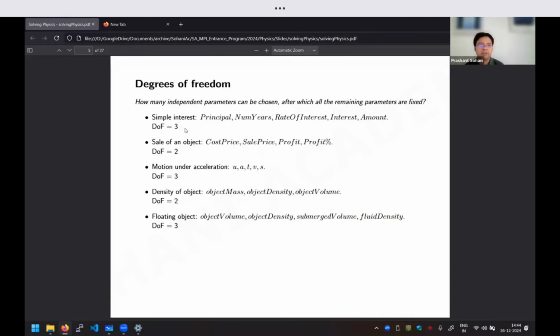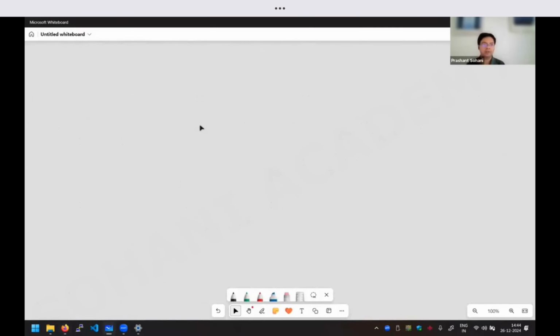Generally speaking, the definition we can give for degrees of freedom is that if you have a situation or a system which has many variables, then how many of those variables can be given, and based on that, you can find the rest of the information. To illustrate this point, let us take something like simple interest. I think we all know the formula for simple interest: simple interest is P, principal, times number of years times rate of interest upon 100, right? And then the amount is principal plus interest.